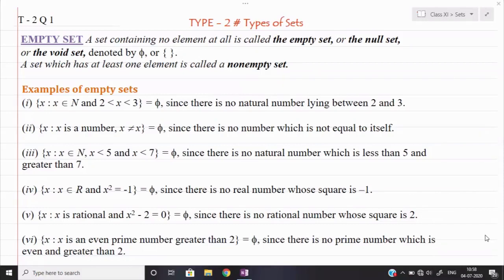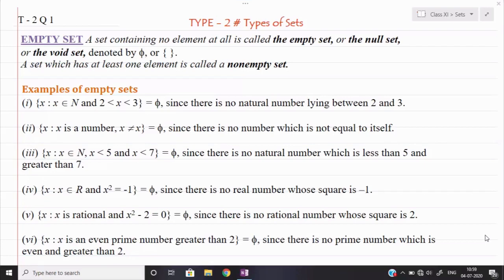Today we are going to start our type number 2 questions. Already we have finished the definitions of sets and how to represent a set in roster method and set builder form. So these three things we have already covered. Now we are going to start the types of set. It is our type number 2. Let us see each type one by one.